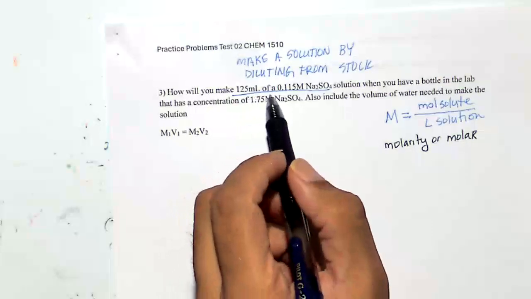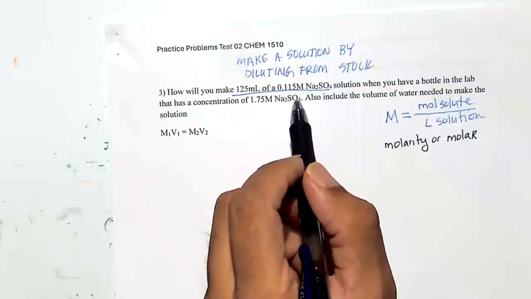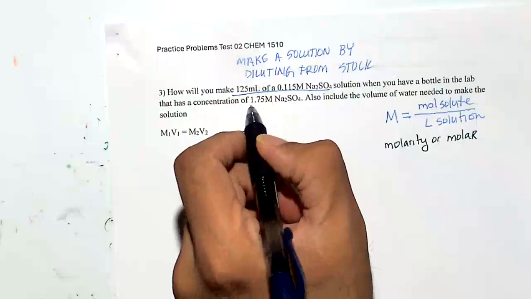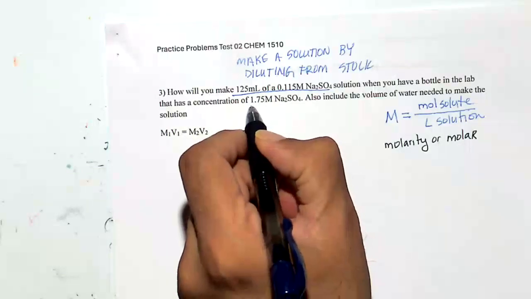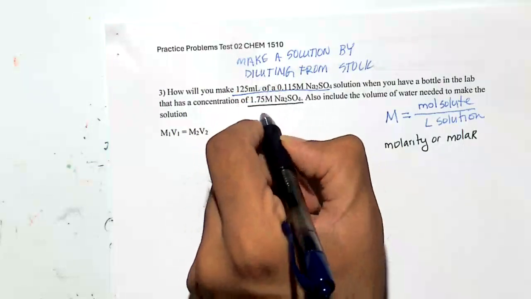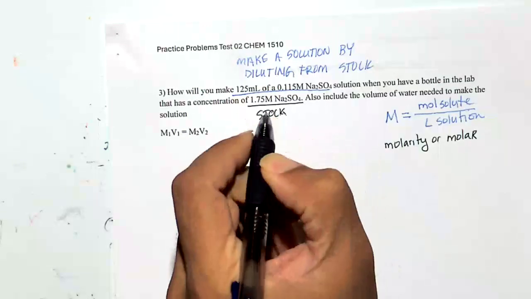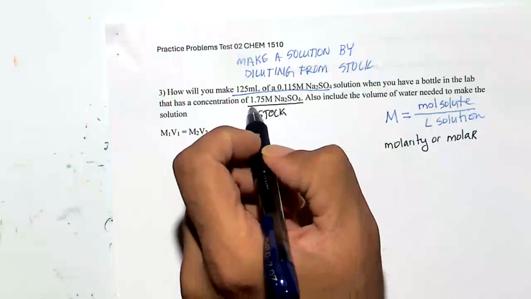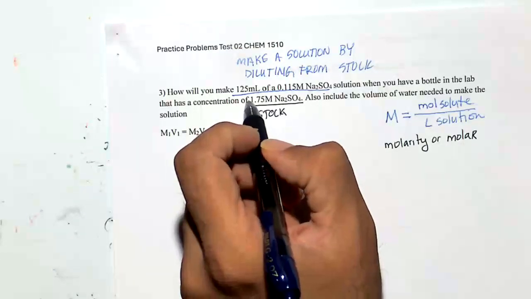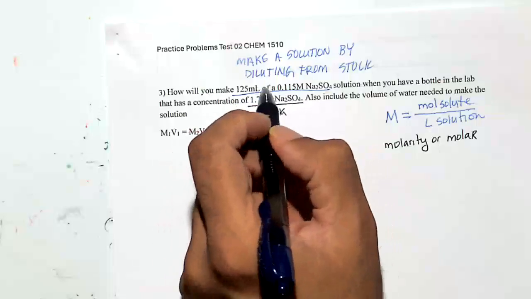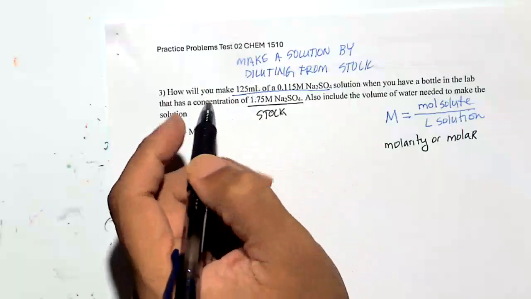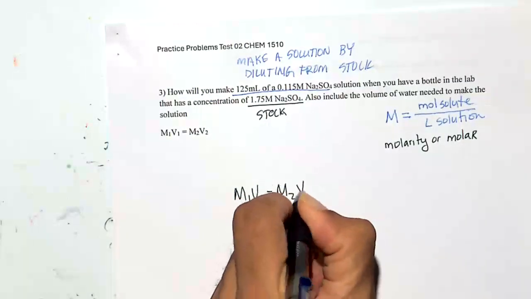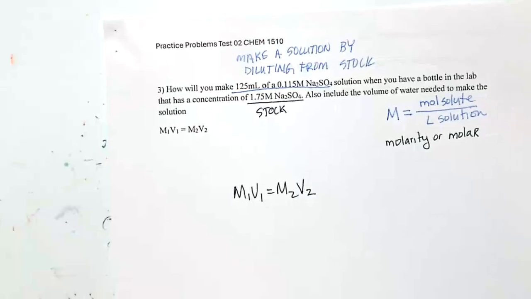All right, so back to this problem. How will you make 125 ml of a 0.115 molar solution when you have a bottle in the lab that has a concentration of 1.75 molar Na2SO4? We're going to call this stock. This is called the stock solution, what we have already available. So diluting from 1.75, we want to make 0.115, and how much of that do we want to make? 125 ml. So we'll do M1 V1 equals M2 V2.